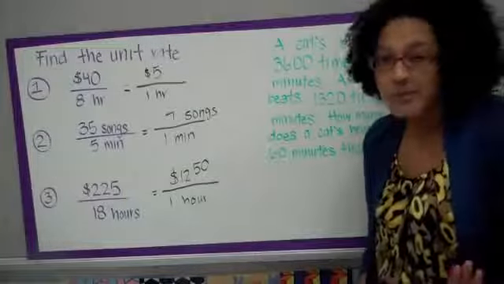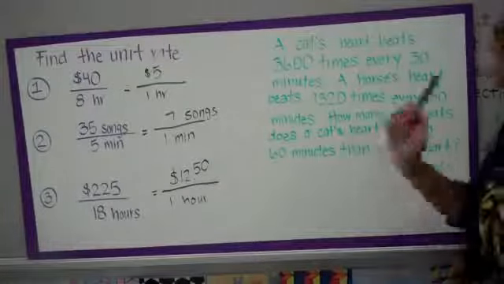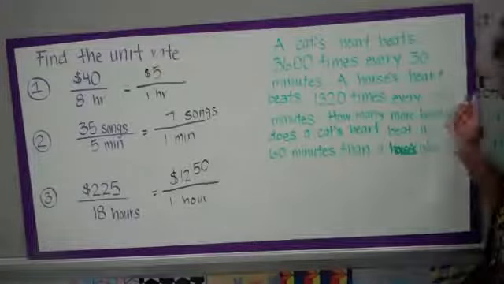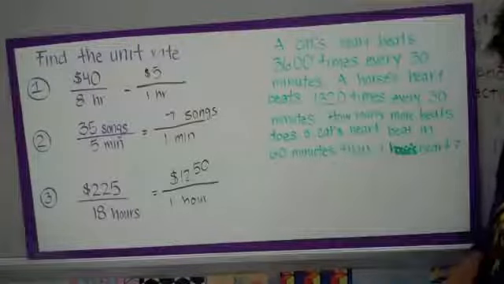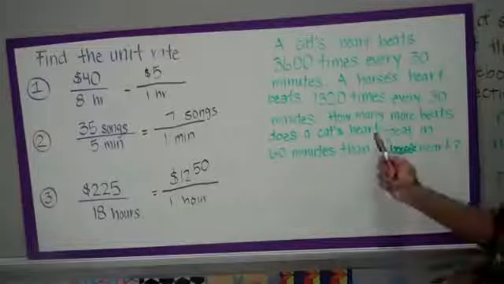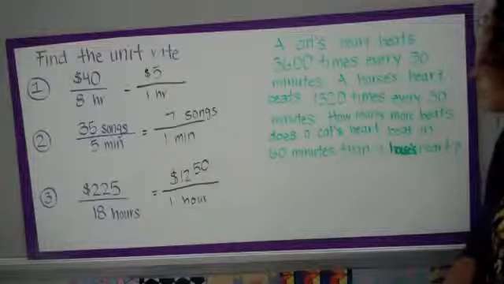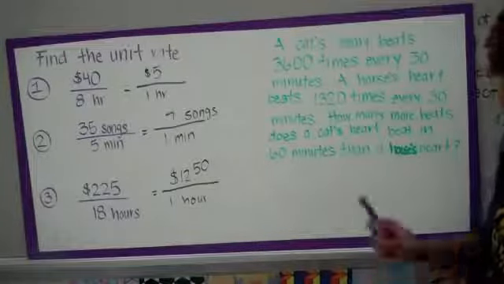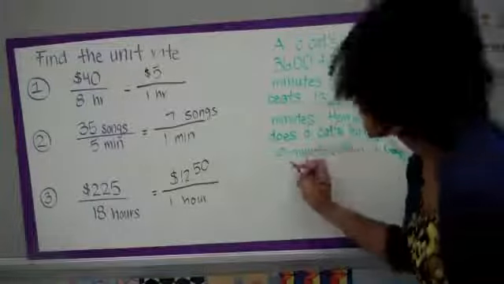Okay, last problem, we have a little challenge problem to end us up. So, we have a cat and a horse. A cat's heart beats 3,600 times every 30 minutes. A horse's heart beats 1,320 times every 30 minutes. I want to know how many more beats a cat's heart beats in 60 minutes. So since they're asking how many more, I know I need to find the difference. So in 30 minutes, I'm going to find the difference for the two animals. So cat is more.